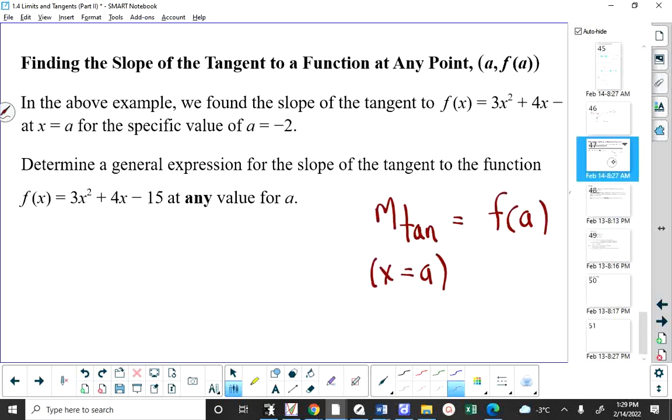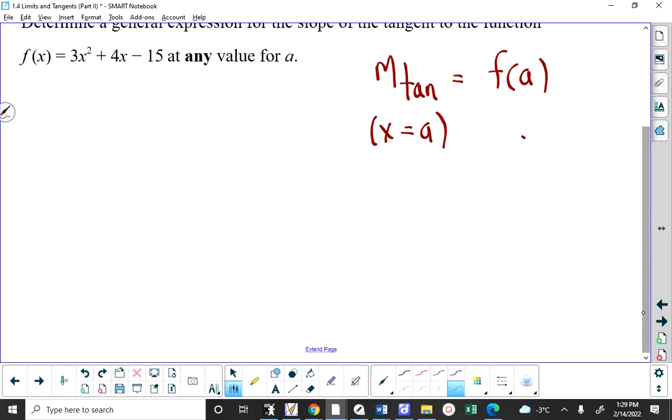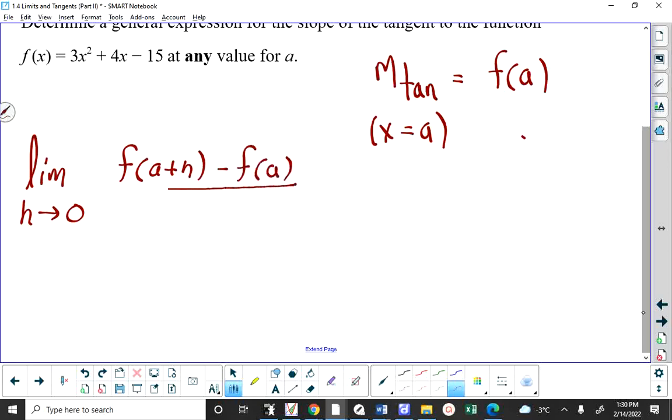So how are we going to do this? Well, normally we would use this formula, the limit as x approaches a. But in order to do this general thing, you have to use the h formula. Sometimes the x approaching a formula works and it's really easy. Sometimes it works, but it's really difficult, and sometimes it just doesn't work. So the h formula is the key here. This is the limit as h approaches 0 of f of a plus h minus f of a over h.